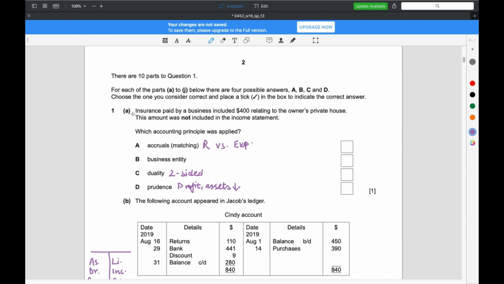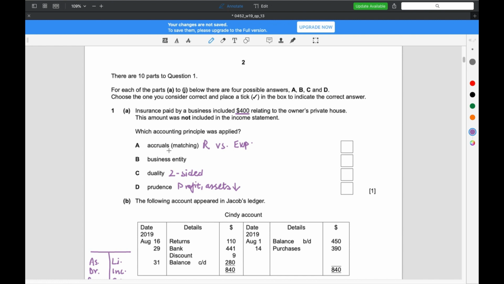So the question says, part A says, insurance paid by a business included $400 relating to the owner's private house. This amount was not included in the income statement. Which accounting principle was applied? Right, so he's saying that the insurance paid by a business included $400 relating to the owner's private house. So these $400 related to the owner, right? And this amount was not included in the income statement. So which accounting principle was being applied here?